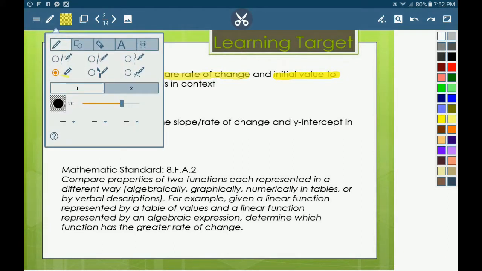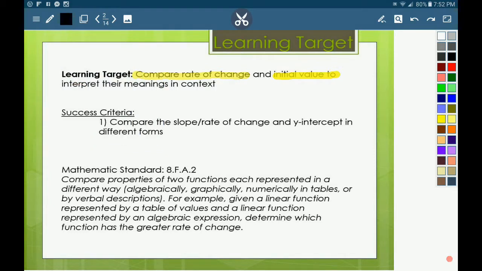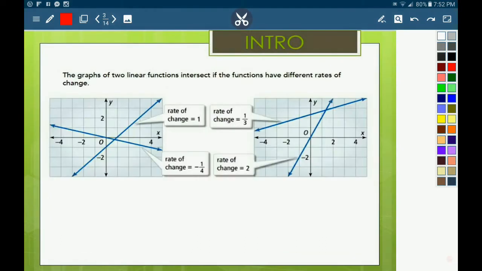We've done quite a bit of interpretation so far, so hopefully that's not something that we need to be focusing on, but we're going to compare rates of change and initial value. In order to compare, we're going to need to make sure we can identify the slope or the rate of change and identify the y-intercept in lots of different forms. That's the only way we're going to be able to compare it. So let's take a look at a little introductory here.